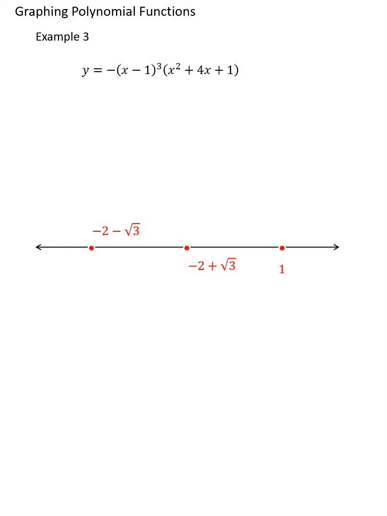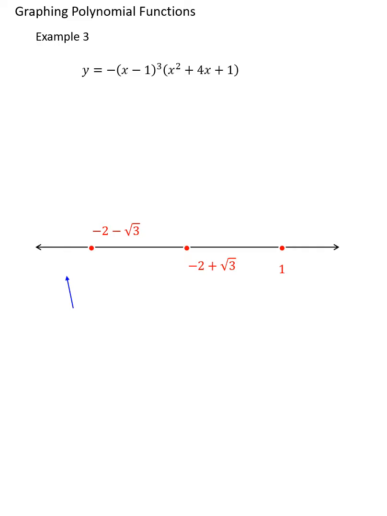Now I have my 3 intercepts. But notice these 3 intercepts divide the number line, or my x-axis, up into 4 intervals. And what I'm going to have to do now is plug numbers from each of those 4 intervals to determine whether the graph is above or below the x-axis. I'm going to start over here.